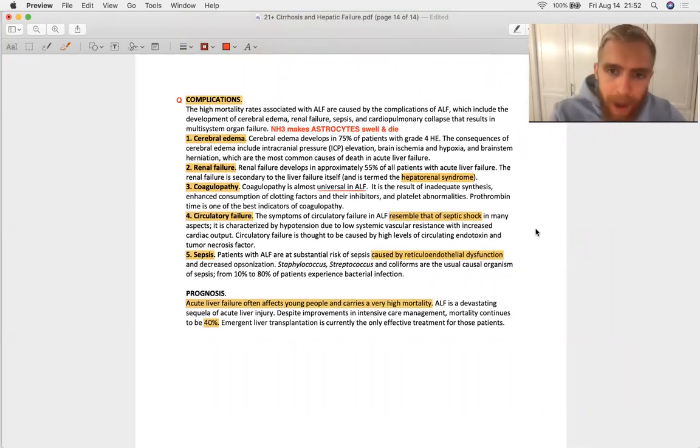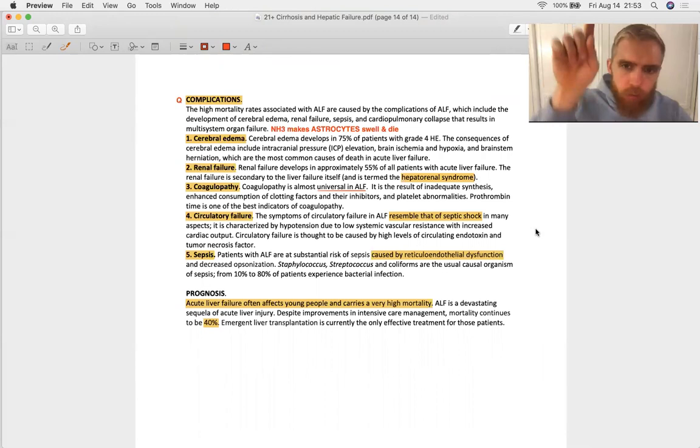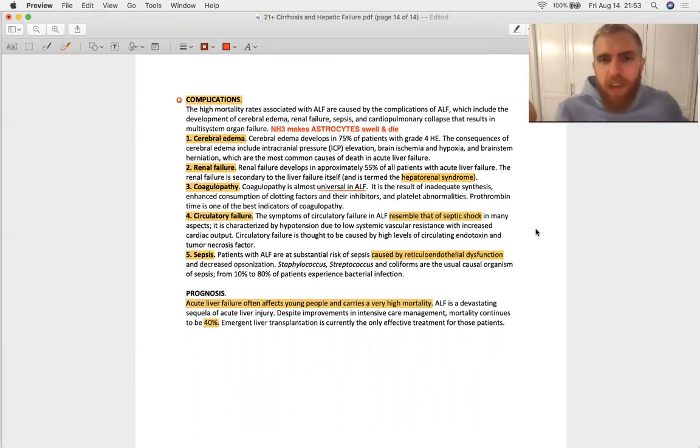So the complications of acute liver failure, obviously cerebral edema, that's really bad. Brain ischemia and hypoxia due to compression, brainstem herniations. Typically, you're going to see that tonsillar herniation downwards. You might see an uncal herniation right through the tentorium cerebelli. You could get a herniation of the cingulate cortex right under the falx cerebri. A lot of different herniations you can get there. And it's because of the ammonia entering astrocytes, and the astrocytes can't do anything about it. They just swell up and they die.